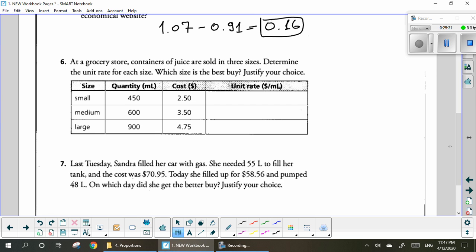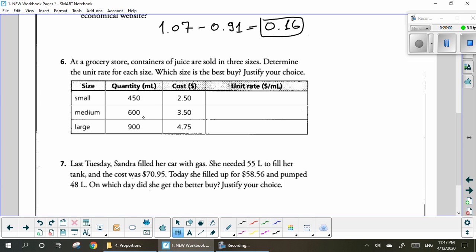All right, next question. At a grocery store, containers of juice are sold in three sizes. So this is like one of those questions I was talking about when you're shopping. You look at the grocery flyers, and you have all these same juices, but because it's different packaging, different quantity, you can't really compare them until you find a unit rate. So in this case, it says which size is the best buy. Justify your choice. We have small, medium, and large.